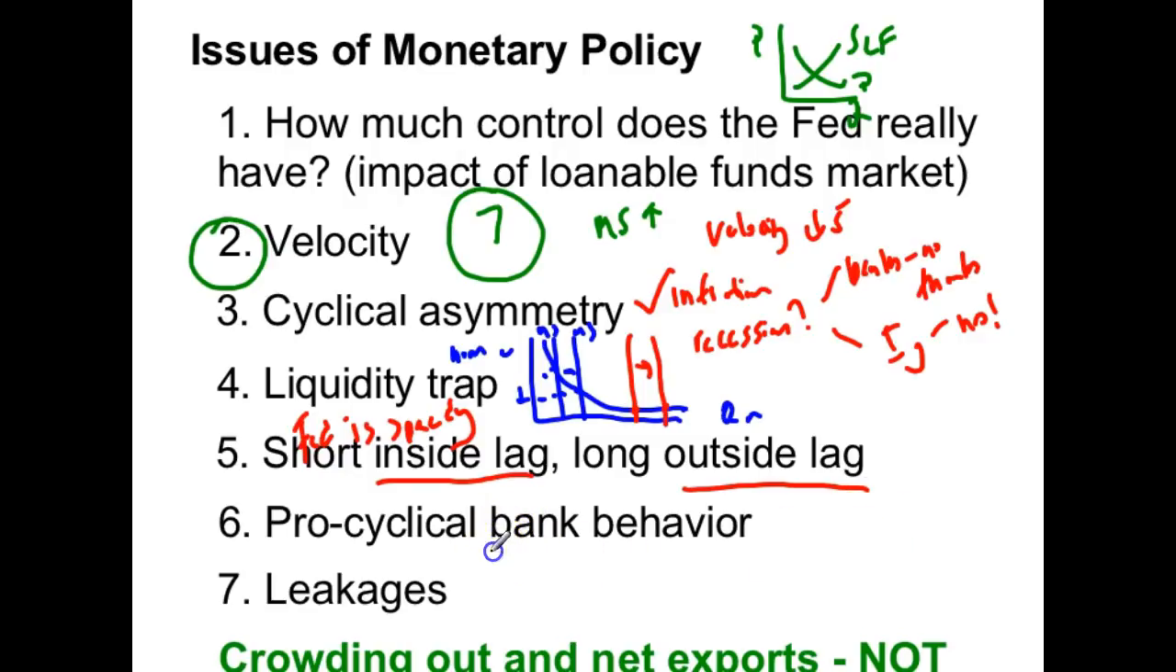We again have pro-cyclical bank behavior. Pro-cyclical bank behavior means in recessions, banks tend to hold on to their money and not lend it. And during periods of expansion, during periods of inflation, banks tend to continue lending and thinking everything looks like a good idea. So they tend to encourage the extremes rather than temper them. And we do have some leakages.